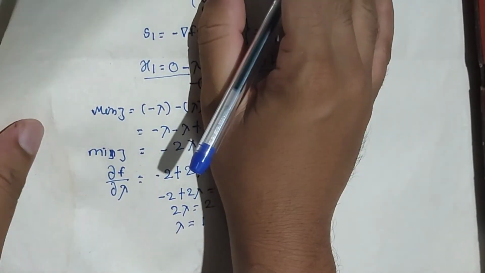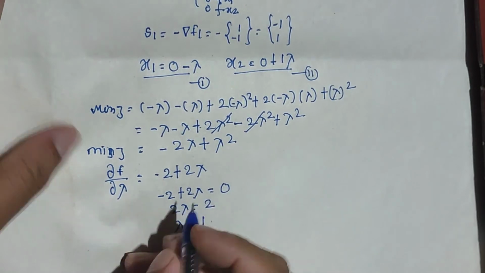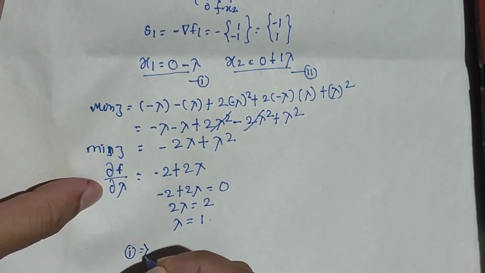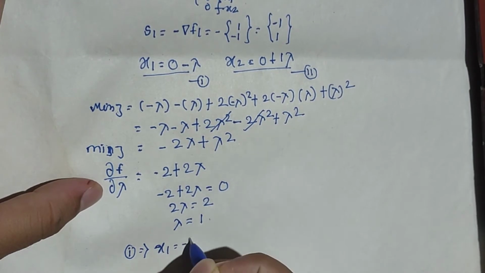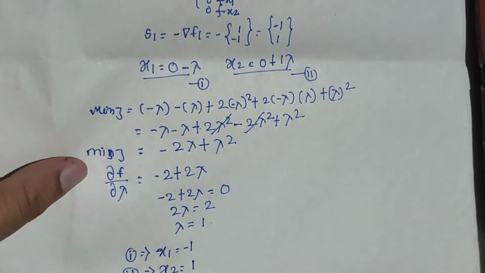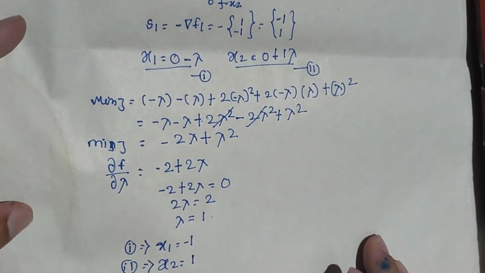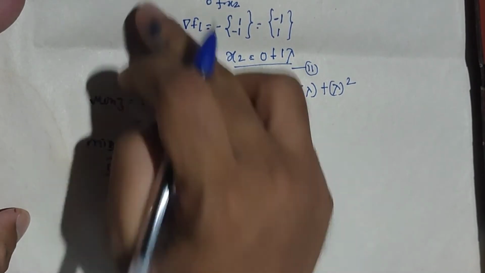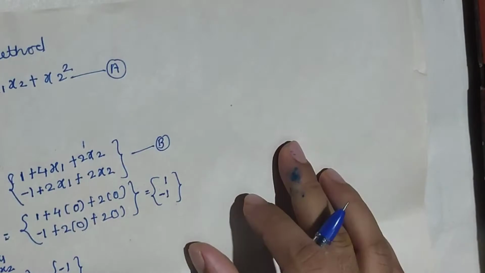Now we put this value into equation number 1 and 2 to get the values of x1 and x2. So x1 equals minus 1, and from equation number 2, x2 equals 1. So this is all about iteration number 1. Now we are going forward to iteration number 2.